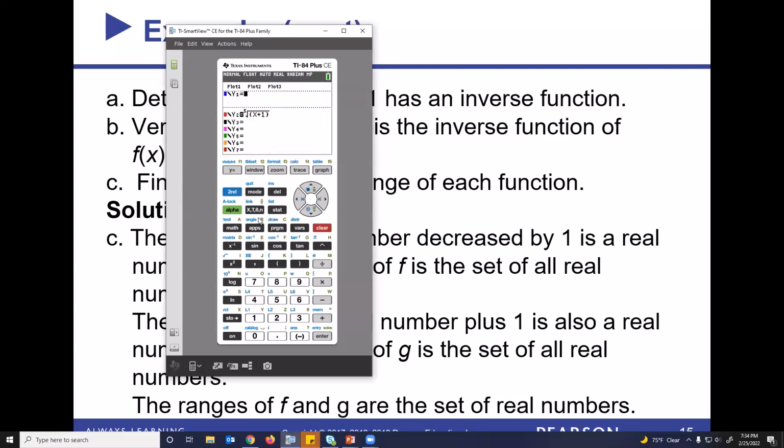So let me put in that x to the 5th minus 1. And you can see how they switch points. If I look at the table here, if I look at 1, 0, you'll notice that 0, 1 is there. If I look at say 3 and then 242, I would need to look at 242 for the x value there.